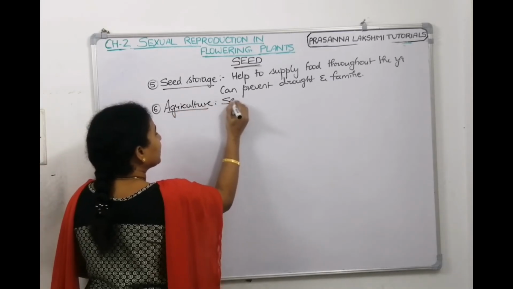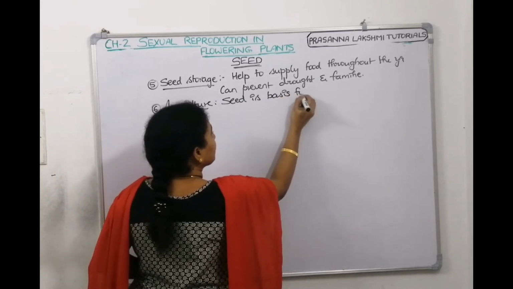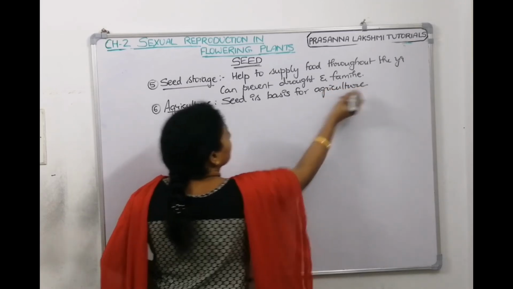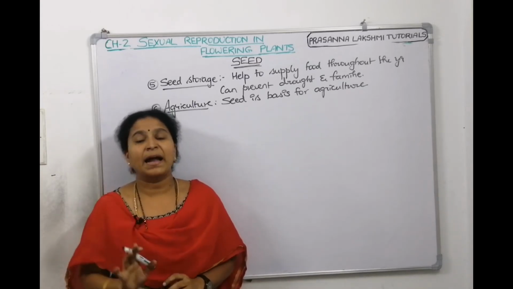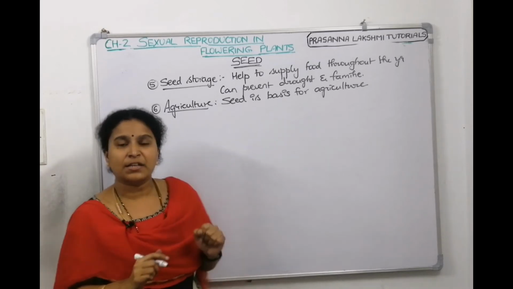What are we telling? Seed is the basis for agriculture. When you sow the seed, then only we get a plant. Now, agriculture is a turning point in human civilization.